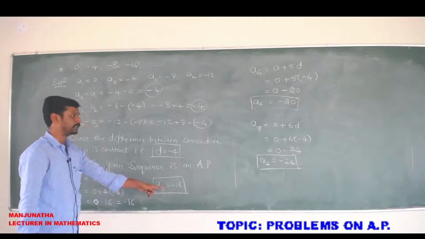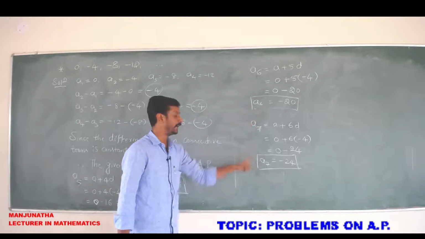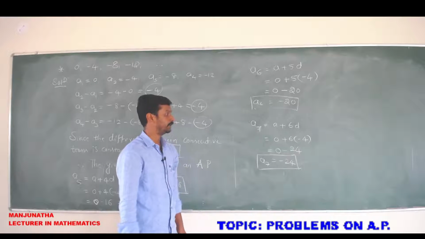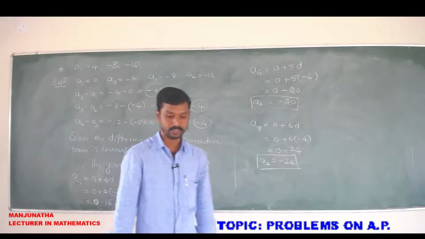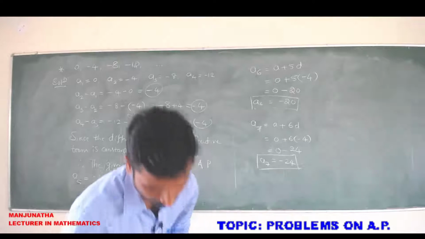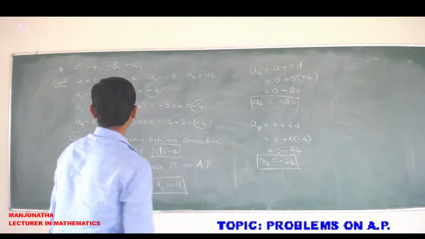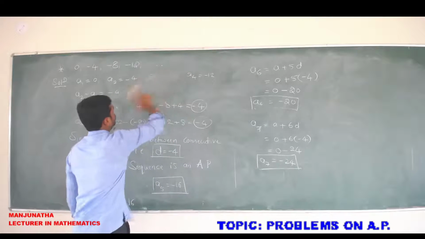So fifth term is minus 16, sixth term is minus 20, and seventh term is minus 24. These are the next three terms of the given arithmetic progression. Now let us take up the next sequence.